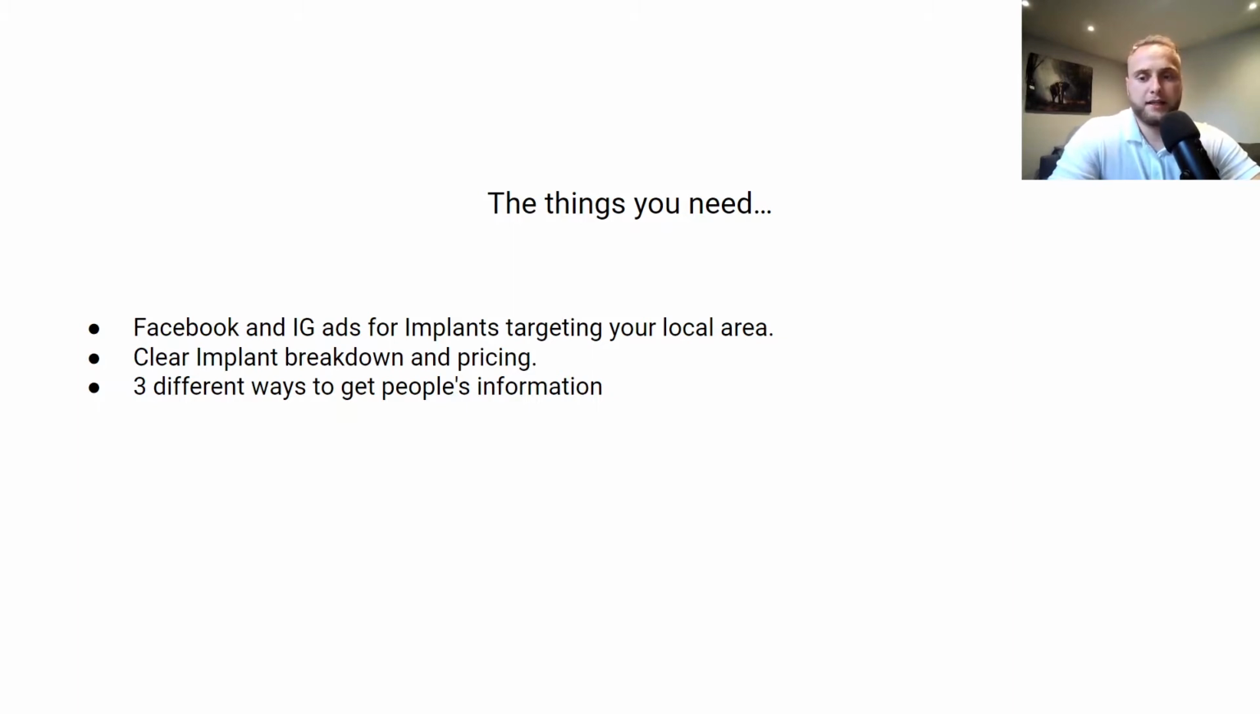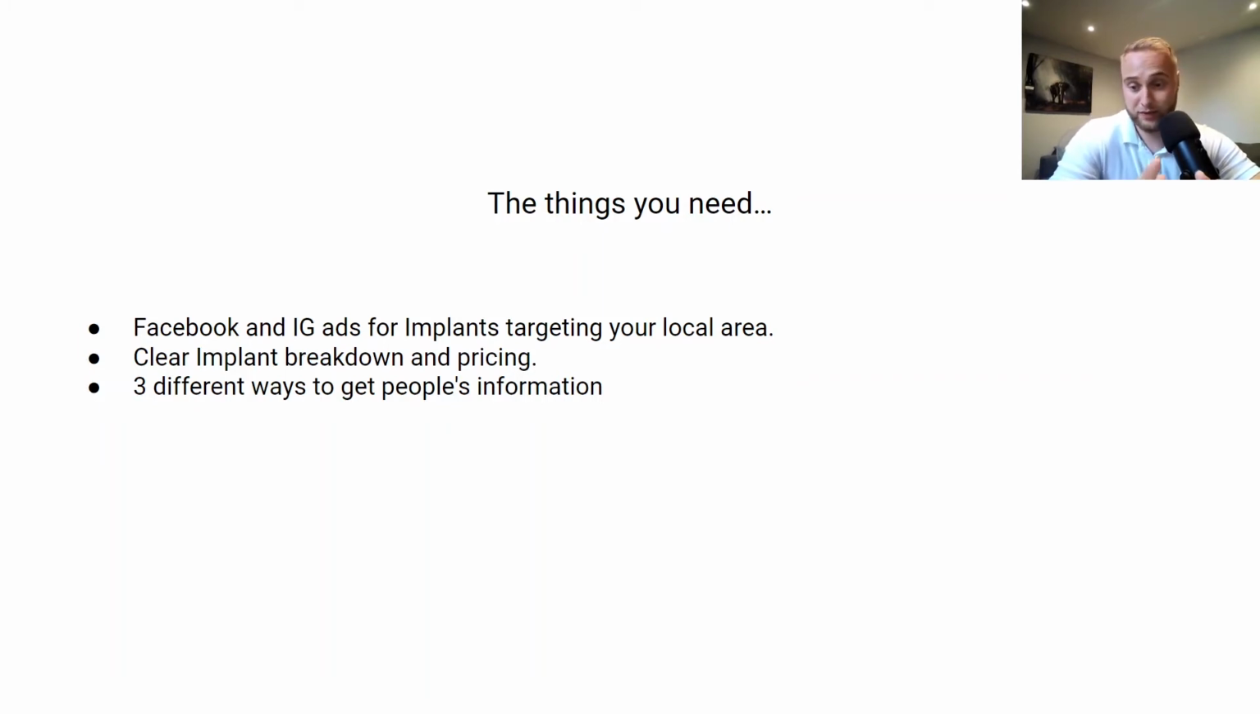And the third thing you need here is 3 different ways to get people's information. So what that means is when people actually see your advertisement on Facebook and Instagram, when they click on the ad, they need to go somewhere which actually captures that person's information so you can contact them and book them in for a consultation.